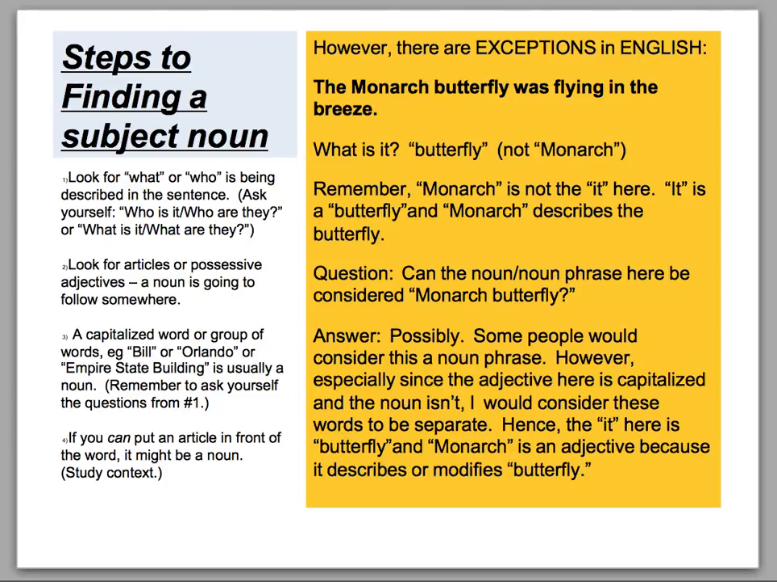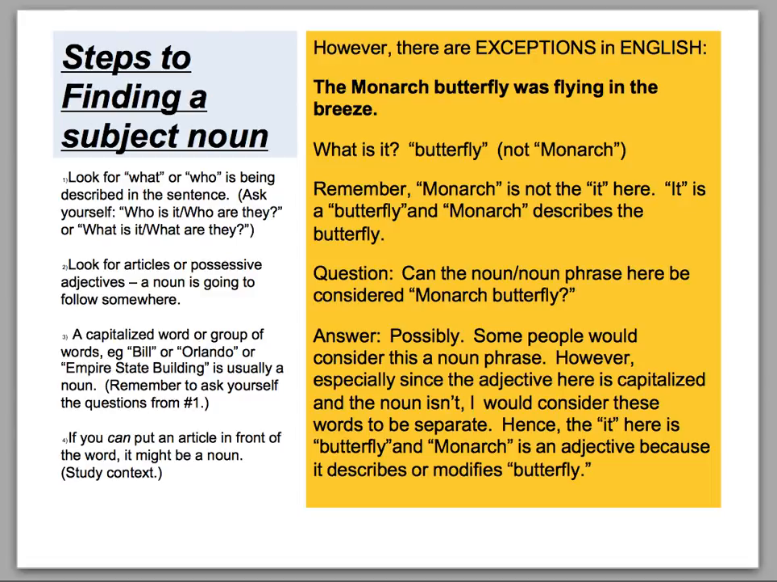Now, if you could put an article in front of the word, it might be a noun. And so you want to study the context of this. So, car. If you could say the car or a car, car is a noun. You could say the blue. The blue what? So blue's not a noun. Well, blue actually is a noun. The blue. Interesting. So blue is a noun.